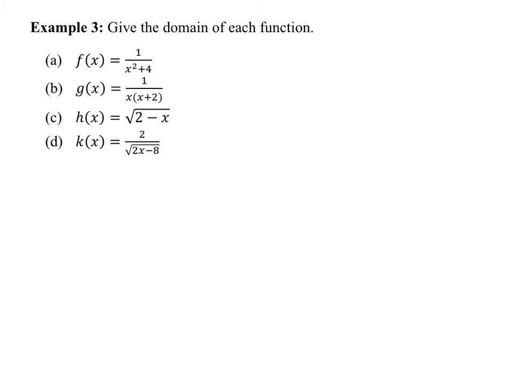What would restrict our domain for part A? Would any values make this not possible? No. Good answer. How come? Because the only possible thing is around here: x squared plus 4 equals 0. Correct. Why? Because you can't divide by 0. You cannot divide by 0.